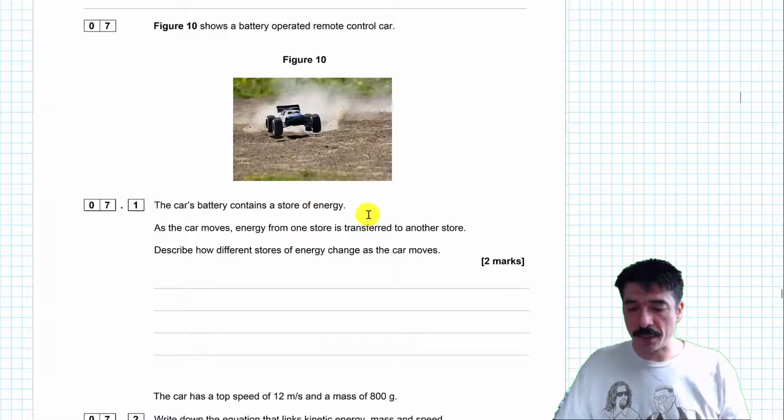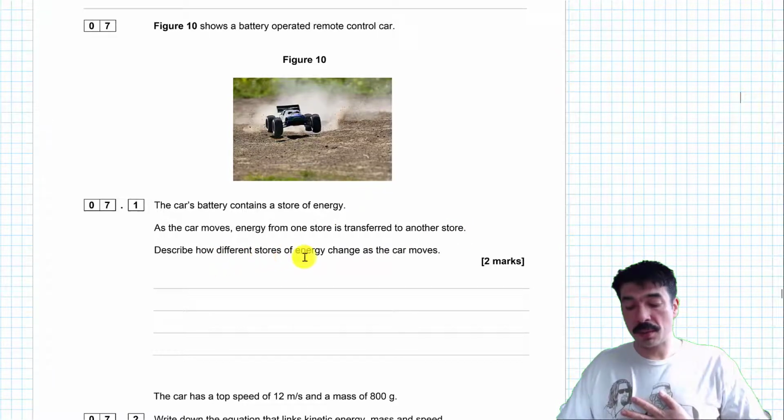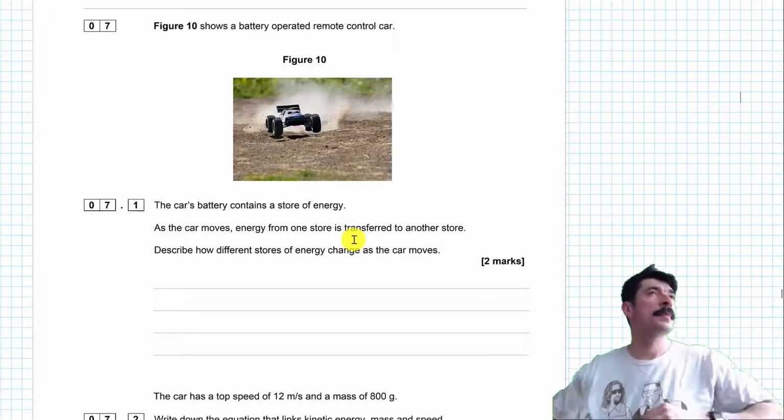The car's battery contains a store of energy. As the car moves, energy from one store is transferred to another store. Describe how different stores of energy change as the car moves.